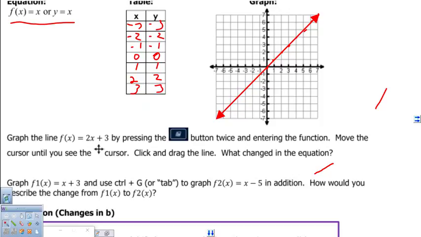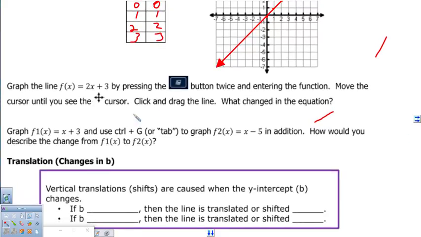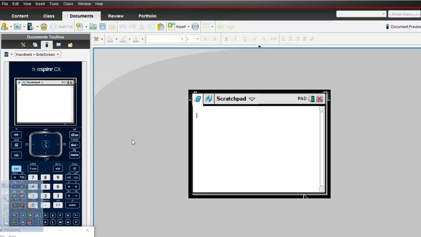Now it says that we're going to go into our calculators and look at 2x plus 3. Then it says to move the cursor until we see the kind of D-pad looking cursor. Click and drag the line. What changed in the equation? So what we can do is bring up our calculator right here, and we're going to type in 2x plus 3.